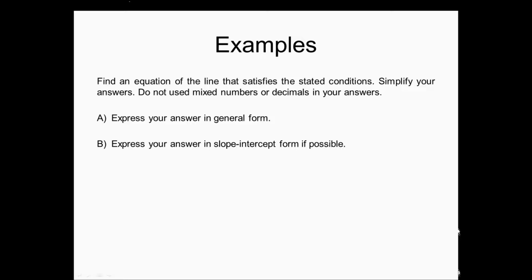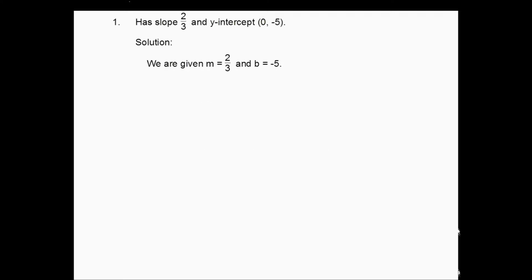Now, in general, for a homework problem or a test problem, you're not going to do both A and B. You'll do one or the other. I'm doing both in the examples, so that way you'll see how to write your answer in general form and also how to write your answer in slope-intercept form. So, remember, on a homework problem, test problem, quiz problem, it would be one or the other, not both. So here's our first one. It has slope 2/3 and y-intercept 0, negative 5.